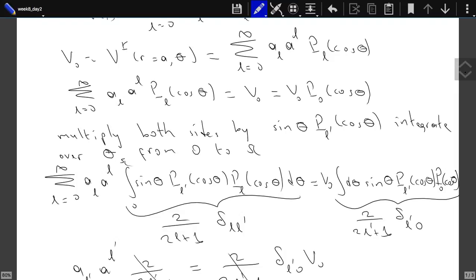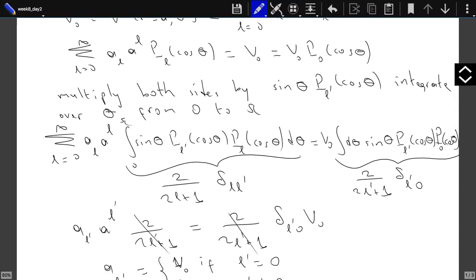So the right-hand side just becomes this coefficient times a to the power L multiplied by this coefficient times this Kronecker delta. This Kronecker delta just tells me that only the L equal to L prime term survives in this infinite sum. I have infinitely many terms, but after this procedure, only the L equal to L prime term is non-zero. All the other ones are 0. So the left-hand side just becomes A L prime, a to the power L prime times 2 over 2L prime plus 1. This is the right-hand side.